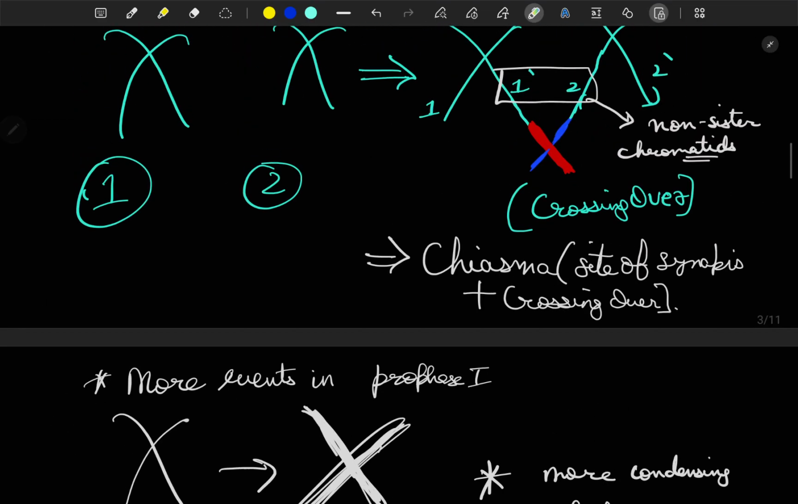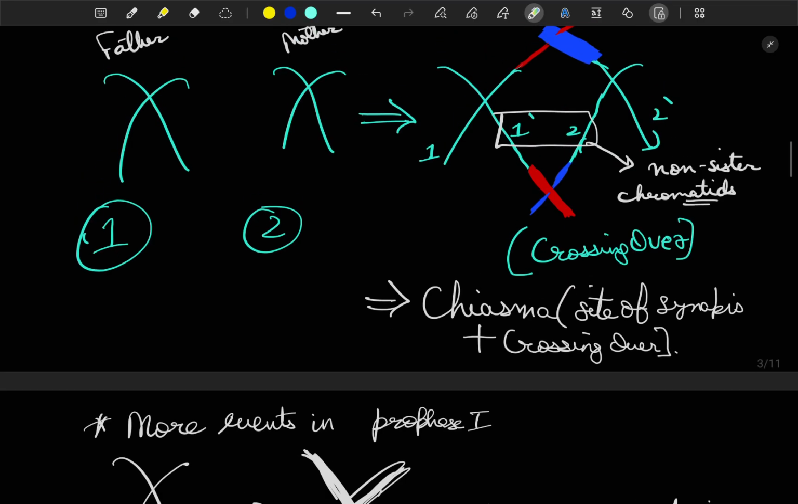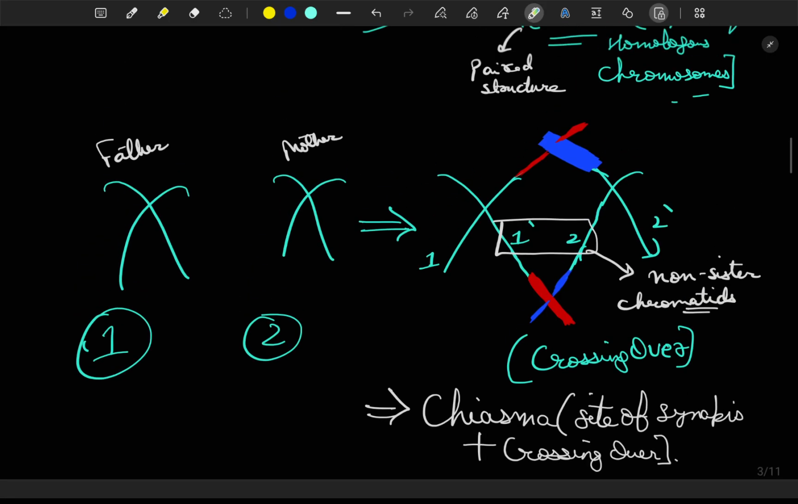Now, new thing, chiasmata, or we can say chiasma. What does this mean? This is the physical evidence of crossing over. We can literally see that each homologous pair has one or more chiasmata, one here, one here, or many more.